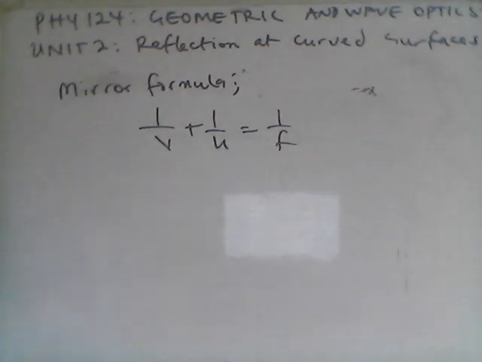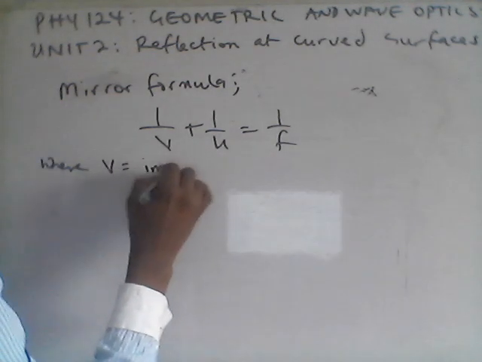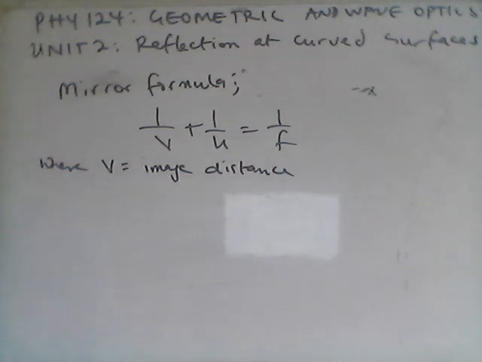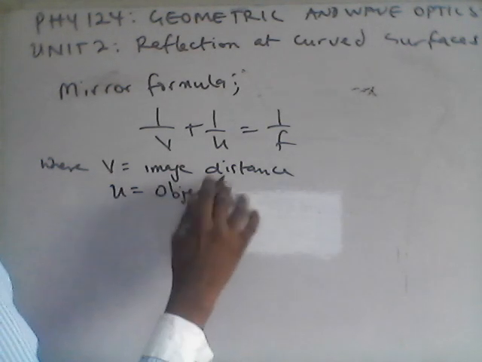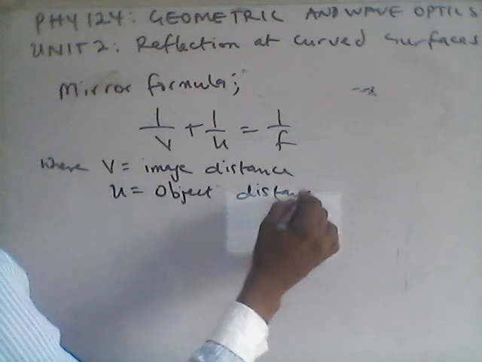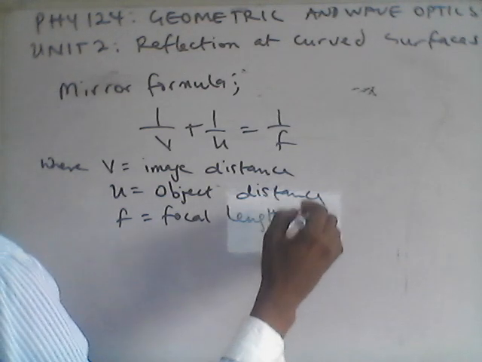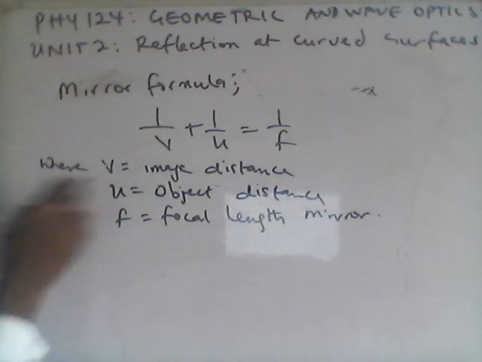Where V is the image distance. What is an image? An image is what is formed after the object is reflected. So image distance is the distance between the image and the mirror. U is the object distance, and F is the focal length of the mirror. This will also be given. It is like a constant for each mirror, or it can be determined if you have these two parameters.